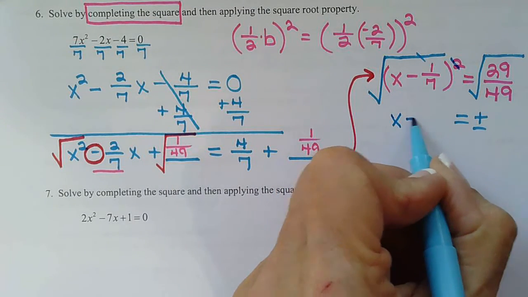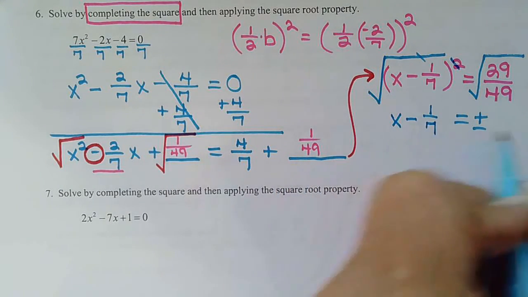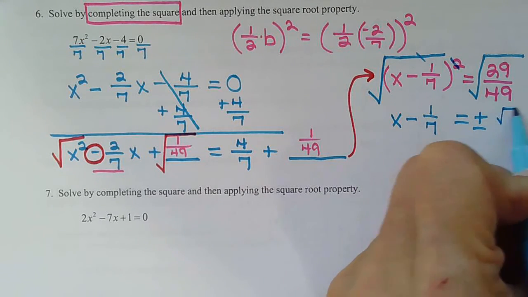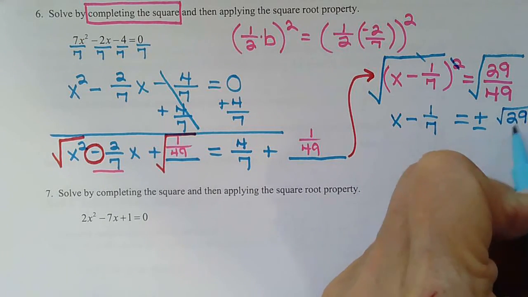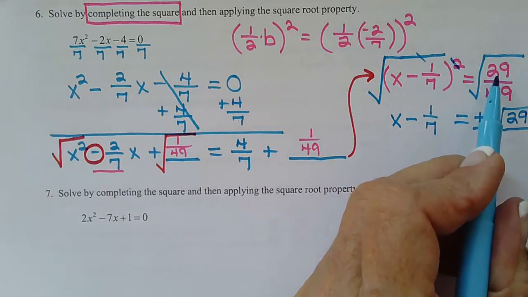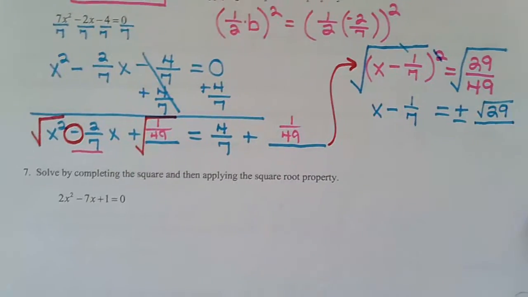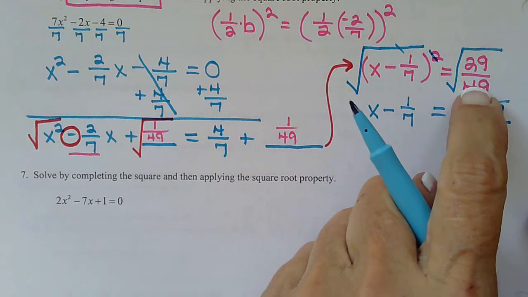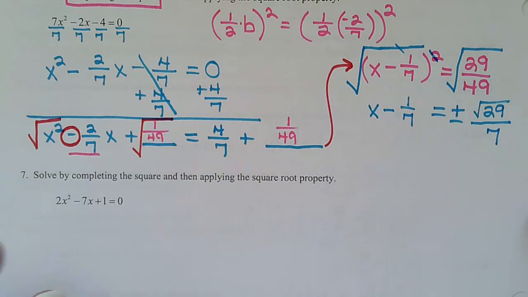So we have x minus 1/7 equals plus or minus, and those don't have anything in common. So let's split them up. Square root of 29 we can't touch, but what's the square root of 49? 7. So 2 7s in the denominator come out as a single 7.